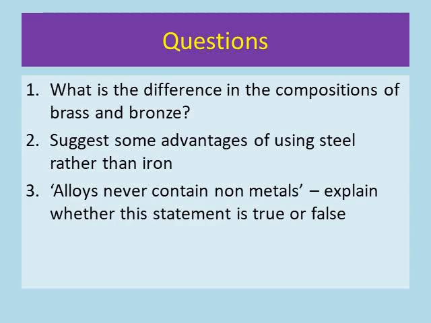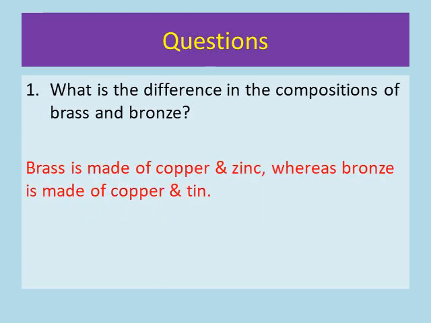Okay, so your answers are: number one, the difference in the compositions of brass and bronze is that brass is made of copper and zinc, whereas bronze is made of copper but mixed with tin instead of zinc. So that's the difference between those two.